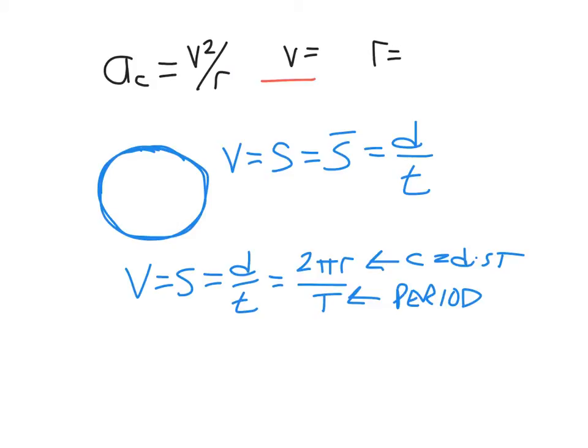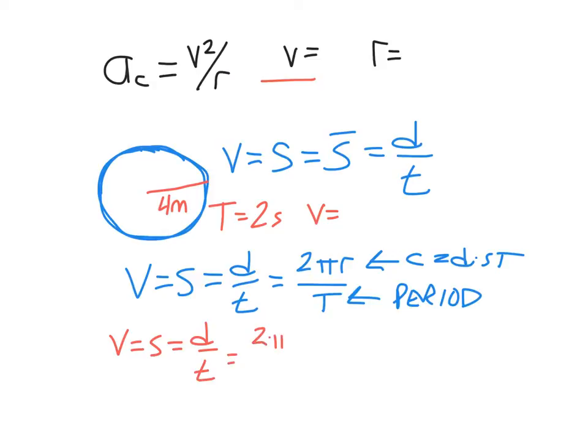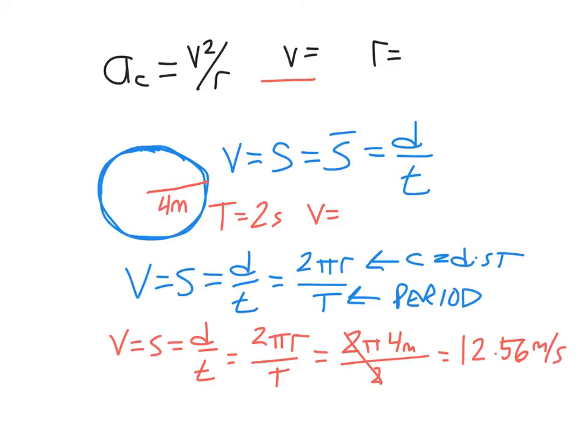So for example, if we're given that the radius of the circle is 4 meters, and the period, meaning the time that it takes to go around the circle, is 2 seconds, and we want to know what the velocity is, well then we can do this by velocity equals speed equals distance over time, and the distance is the circumference, which is 2 pi r, over the period. So this is 2 times pi times 4 meters, which is our radius, over the 2 seconds, which is our period. And these can cancel out.